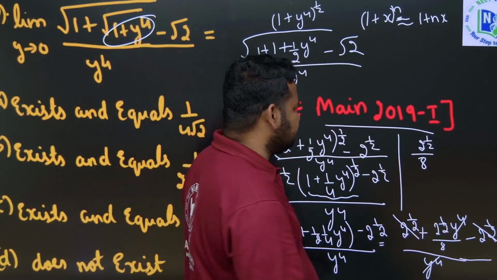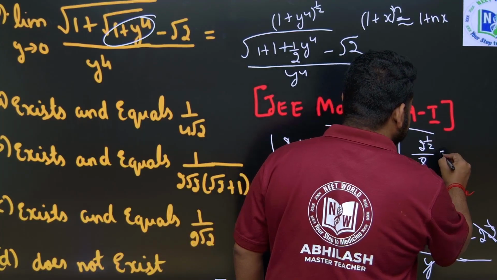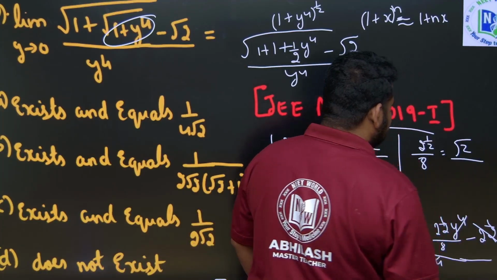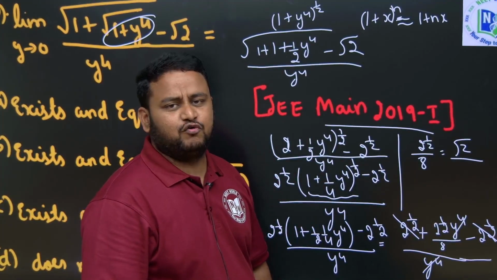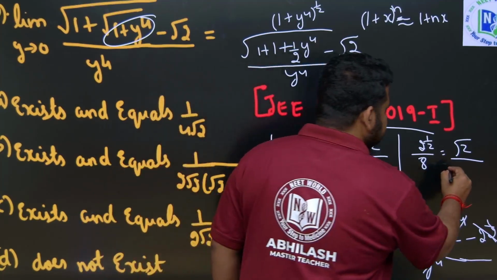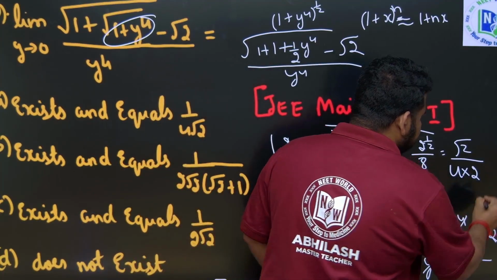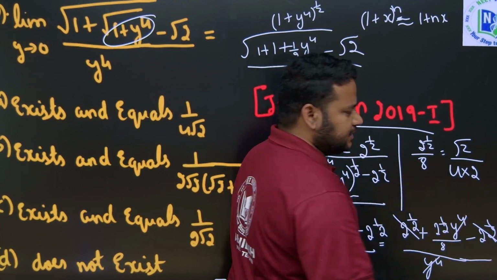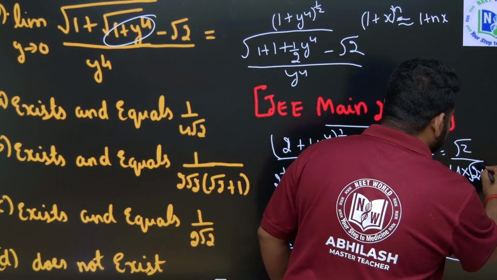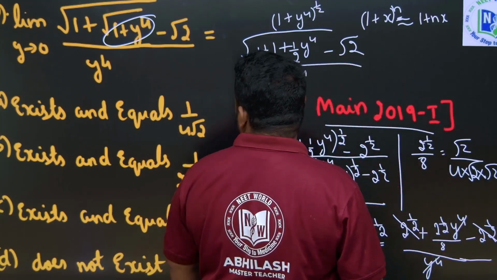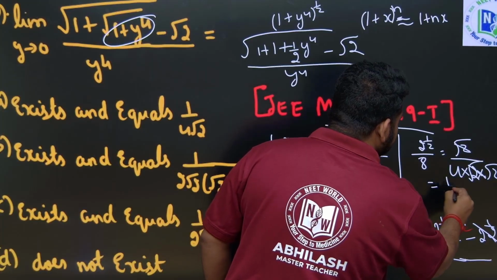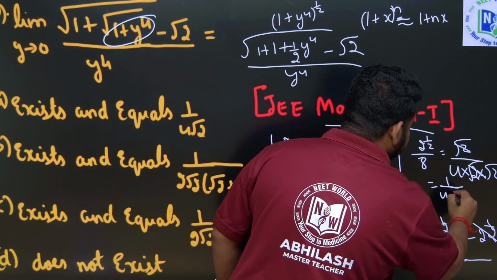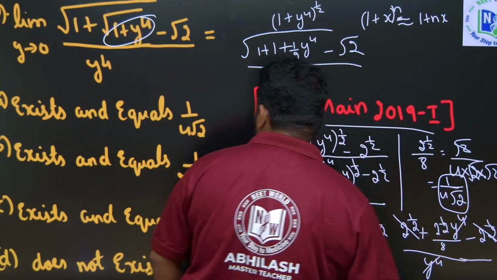So I can write this as what? 2 to the power of 1 by 2, I can write this as square root of 2, and 8 can be written as 4 into 2, and this 2 can be written as root 2 into root 2. So what will this become, friends? Root 2 and root 2 cancel, it will become 1 by 4 root 2. So what is the option?